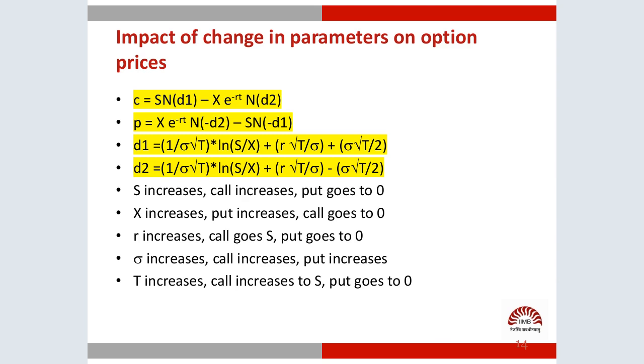So N d1 is nothing but the area under the normal distribution up to the point d1. But what is d1? As we said, d1 is plus infinity. So if d1 is plus infinity, then N d1 is the entire area under the curve, which is nothing but 1. N d1 becomes 1.